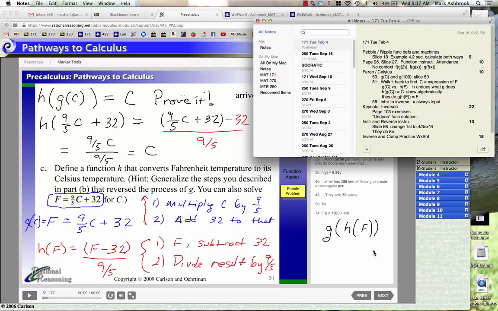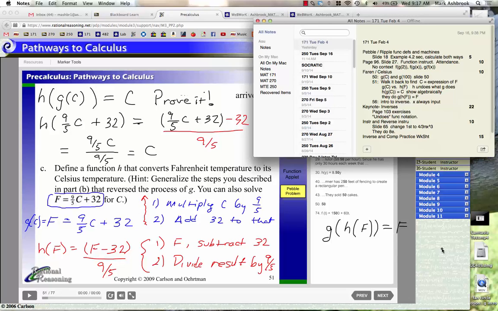Okay, so if we take a Fahrenheit temperature, put it into the H function, we'll get some Celsius temperature. If we put that into G, what will we get? The original Fahrenheit we started with. Should make sense. H converts from Fahrenheit to Celsius and then takes that output of Celsius. G converts it back to Fahrenheit.